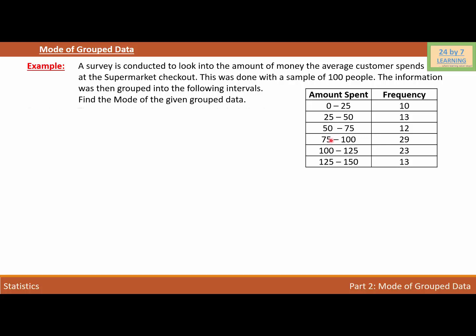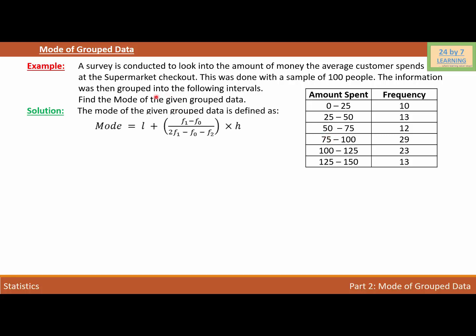The formula for the mode of the group data is given as M is equal to L plus, inside the bracket, F1 minus F0 over 2F1 minus F0 minus F2, times H. In order to find the mode of the given data, we first need to find the modal class. So let's look at the frequency.